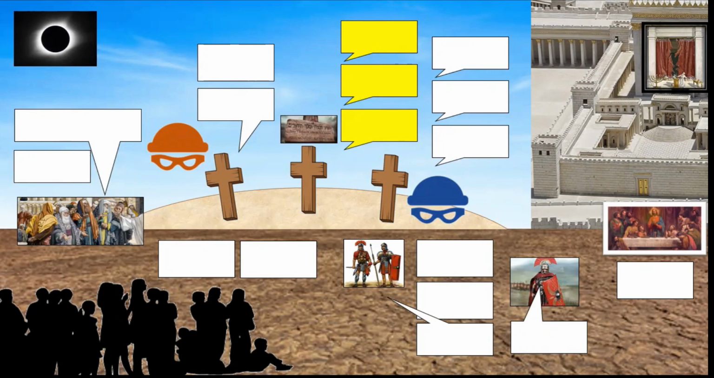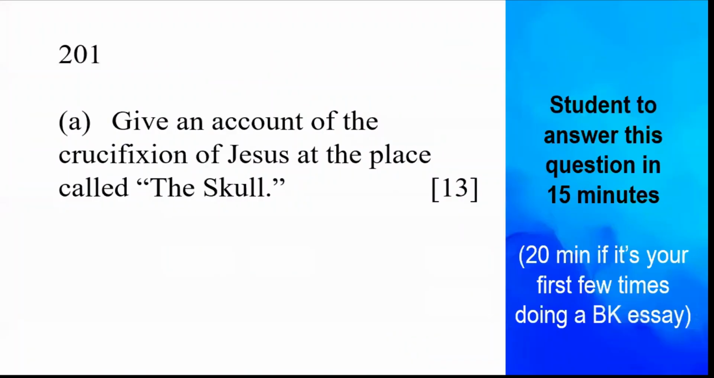So now pause the video, memorize it, because we would want to answer these questions. Oops, that's missing here. This is 2019. This is the question that came out in 2019. Give an account of the crucifixion of Jesus at the place called the Skull. They gave 13 marks that year. So pause the video here, try to write the entire story, give yourself about 15 minutes to 20 minutes to write it all out, and then we'll go through the marking scheme and see how many marks you scored. Okay, pause the video.